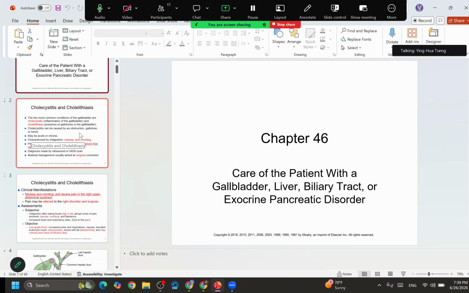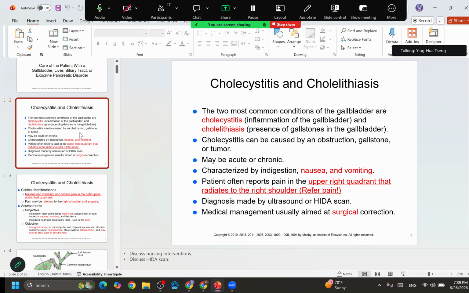Okay, so the first thing is let's talk about the gallbladder. Cholecystitis and also cholelithiasis. That means ITIS is gallbladder inflammation, and LITH means stone, so gallbladder stone. When you see LITH, it means stone. ITIS means inflammation.